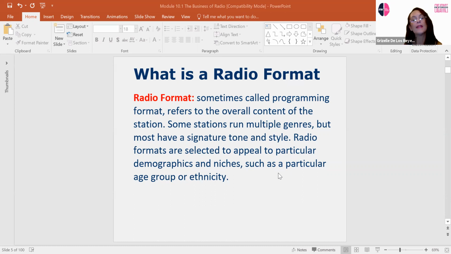So just understand that in radio format, sorry, it's thundering outside. I don't know if you can hear the thunder.